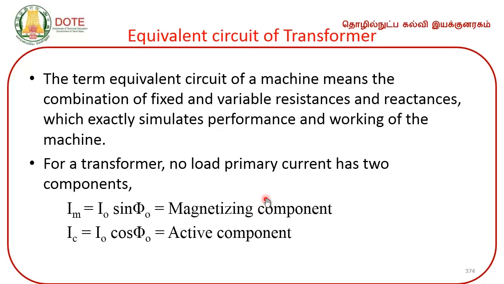Now, we will move on to the equivalent circuit of a transformer. The term equivalent circuit of a machine means the combination of fixed and variable resistances and reactances which exactly simulates the performance and working of the machine. For a transformer, no load primary current has two components, as we discussed earlier. It is I m, which is equal to I naught sin phi naught, which is the magnetizing component. I c is equal to I naught cos phi naught, which is the active component.